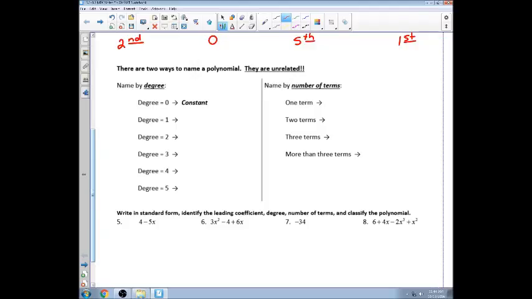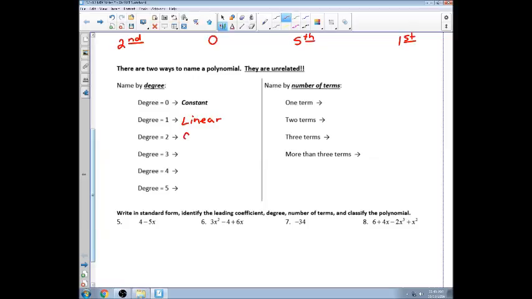There are 2 different ways. They are completely unrelated. One we can name by the degree. The other part of the name is going to be named by the terms. So a 0 degree polynomial is always a constant. That's like 27 in the example above. Degree 1 is going to be linear.